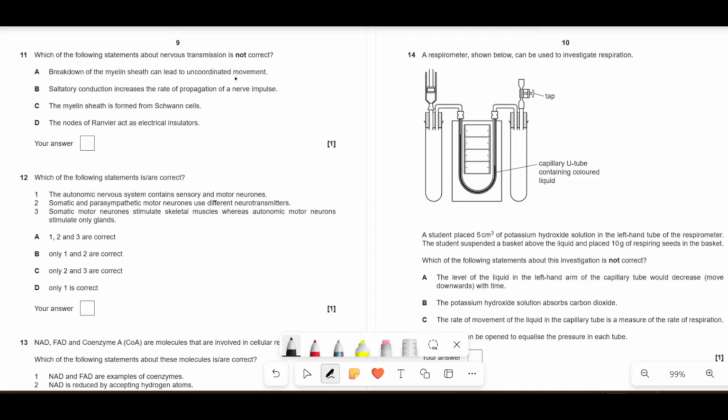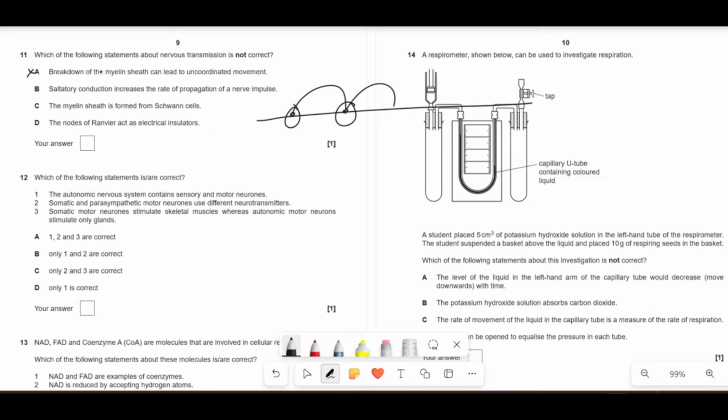So breakdown of myelin sheath can lead to uncoordinated movement. That is true, it can. Because remember, it's an insulator and you've got node-to-node jumping. If we take that insulation away, then you could get depolarization going the wrong ways as well. Because it's not going across the entire length, there'll be depolarization here and here. So this part might not be in the refractory period, so it could go backwards like that and be uncoordinated. So that one is correct, so that one's not possible.